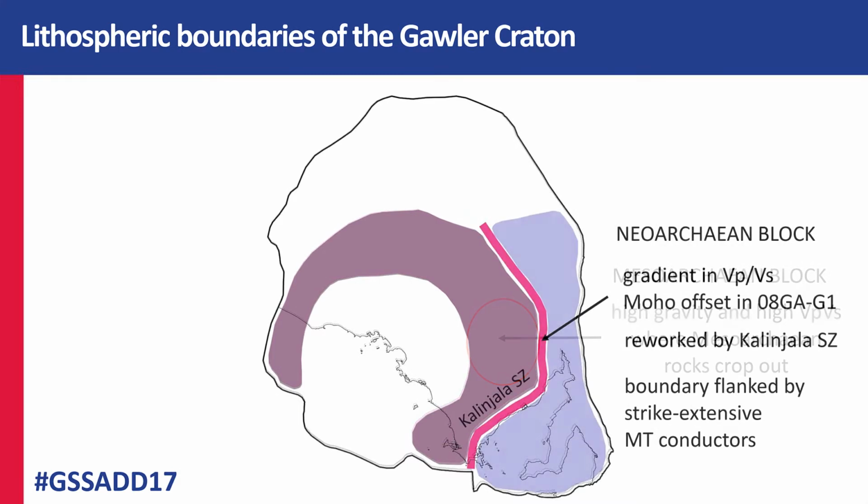Then I think we have a distinct belt within the eastern Gawler Craton. The boundary between these two elements coincides with where the Kalanjala shear zone is. So the Kalanjala would just be a discrete shear zone that's reworking this broader boundary. We see a gradient in the Vp/Vs data, there's an offset in the Moho in the crustal reflection survey, and this boundary is flanked by those 2 big MT conductors.